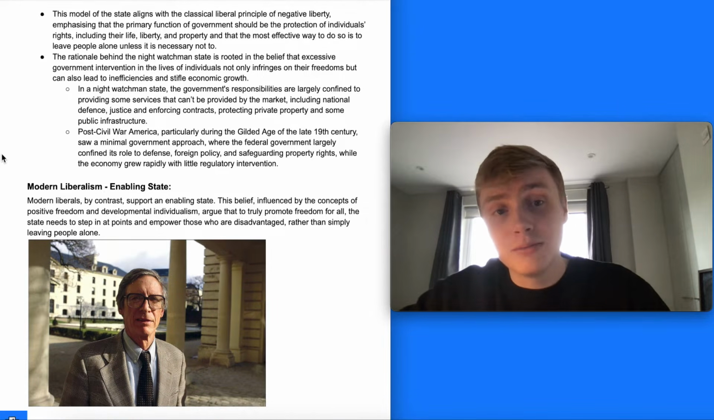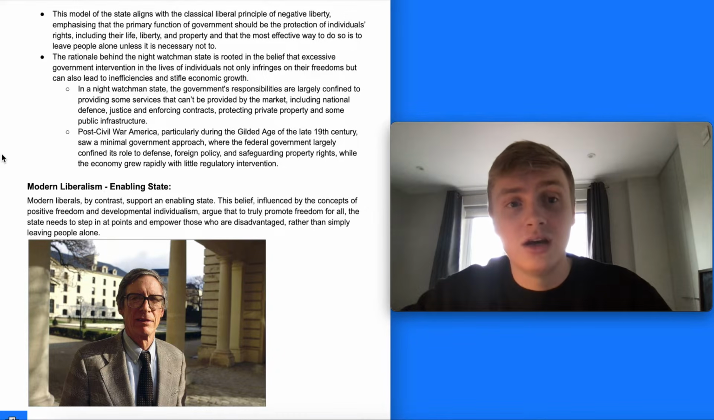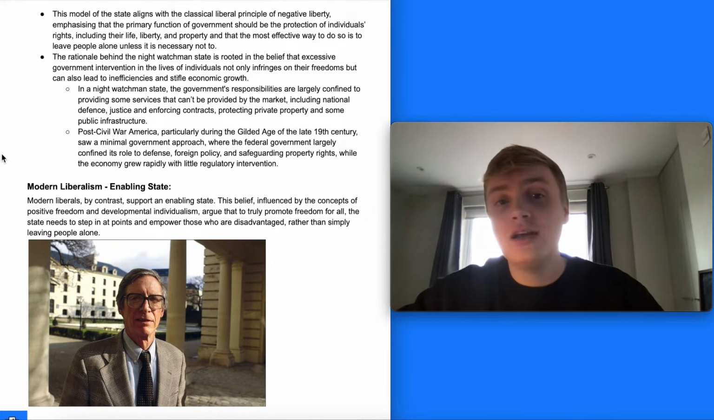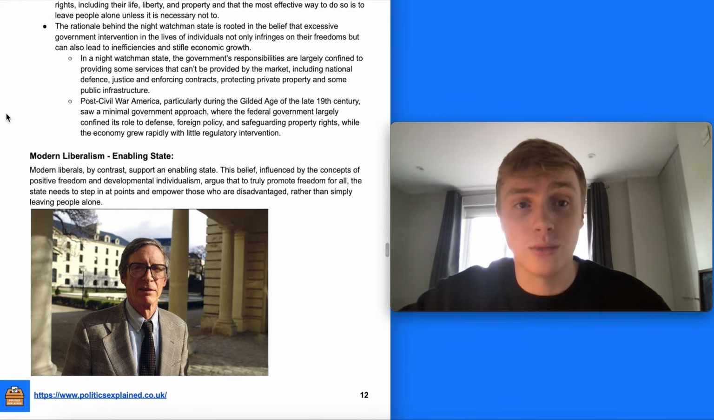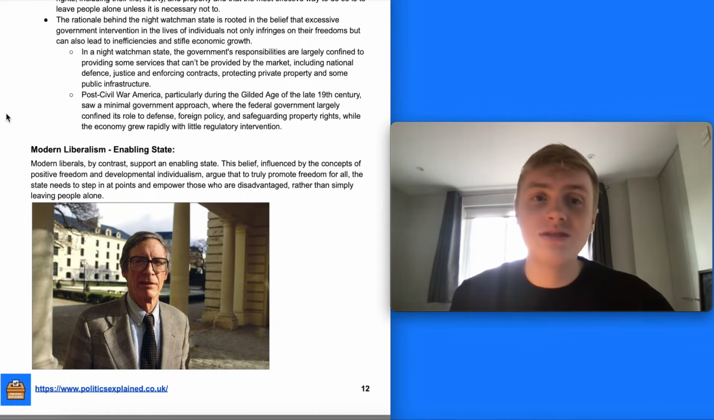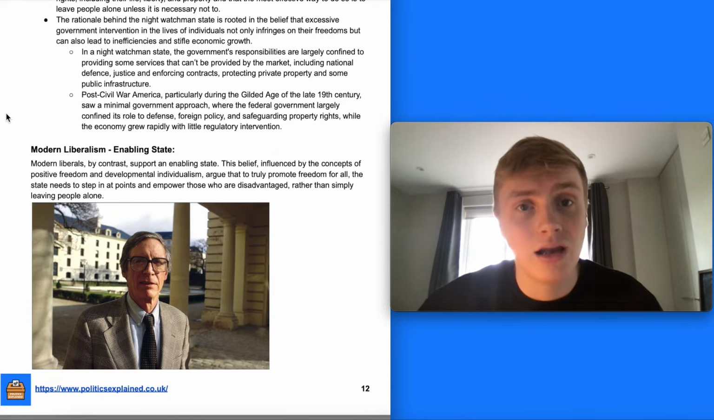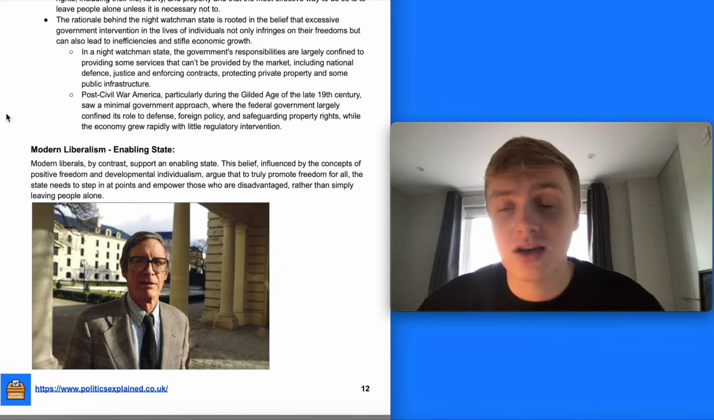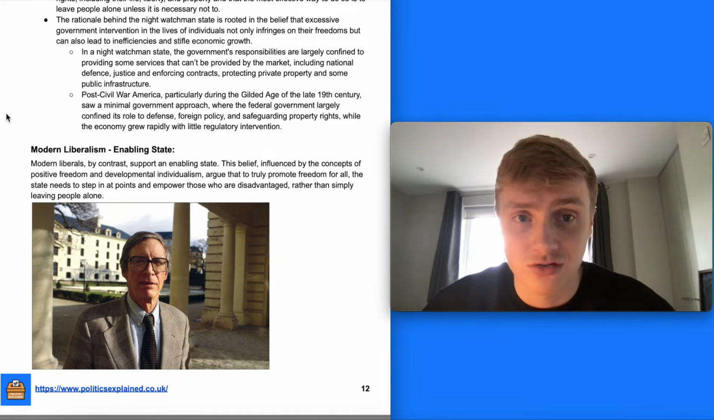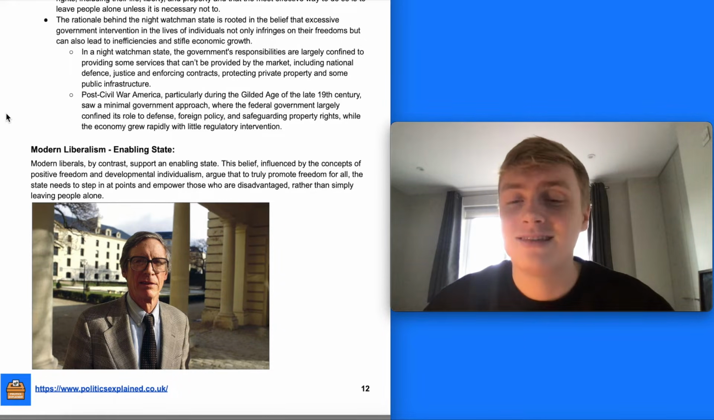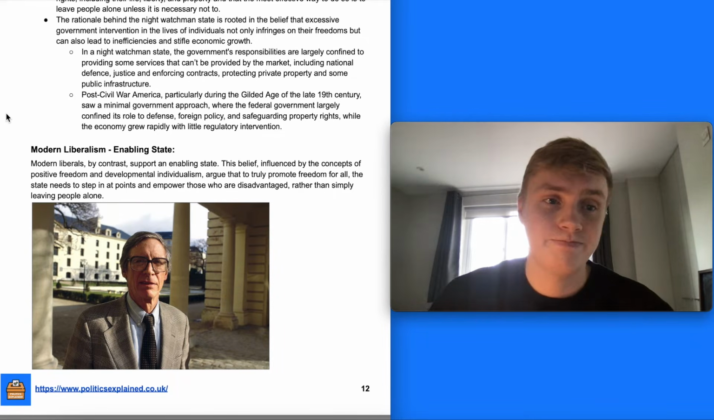And this is rooted in the belief that excessive government intervention in the lives of individuals not only infringes on their freedoms, but can also lead to inefficiencies and stifle economic growth. So in a night watchman state, the government's responsibilities are largely confined to providing some services that can't be provided by the market, including national defence, justice, enforcing contracts, protecting private property, and some public infrastructure.